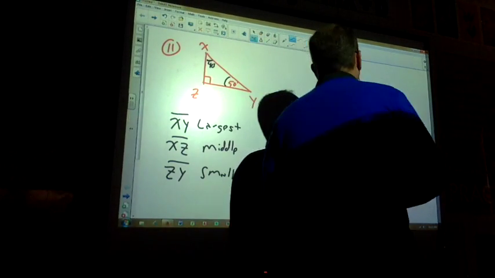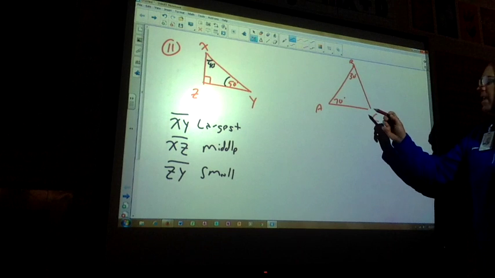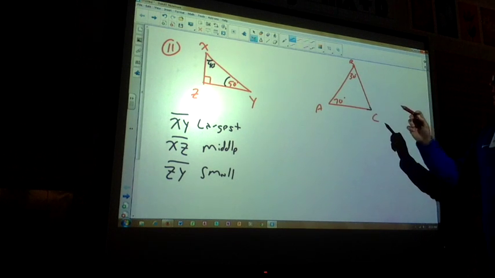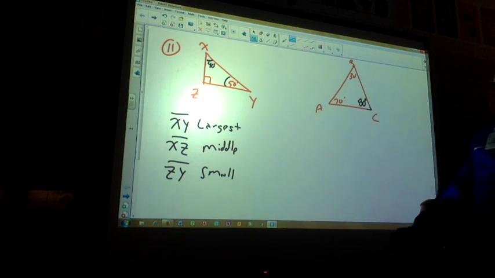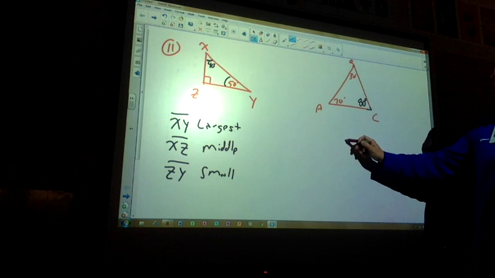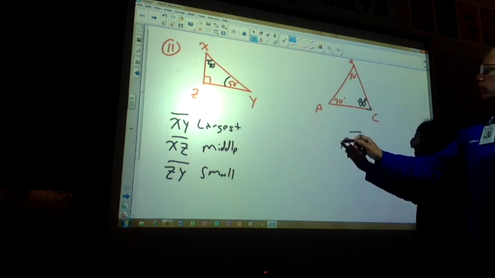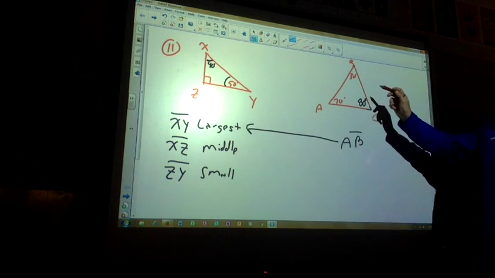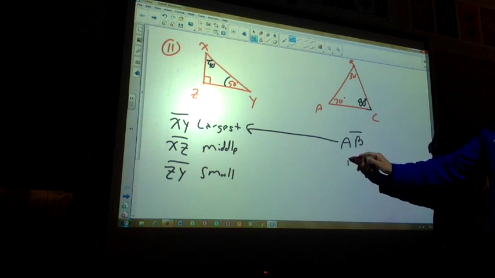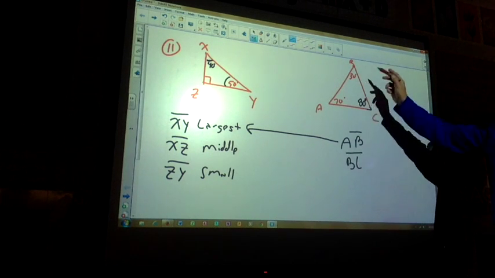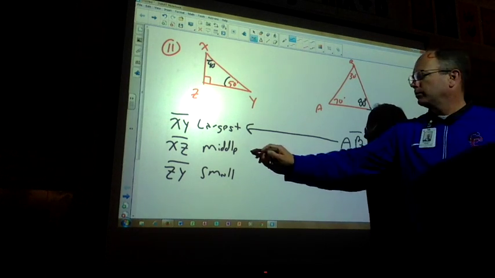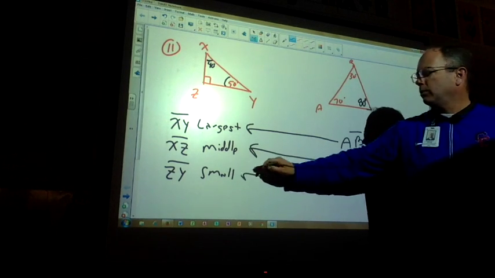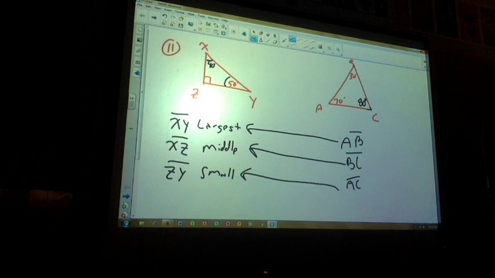Then for this one, we're not given the 90-degree angle, but we know those two, that's 100, so this has to be 80 degrees. So the side opposite of the 80 degrees has to be the largest. And then BC is the middle. And then AC. Done. Does that make sense? Cool.